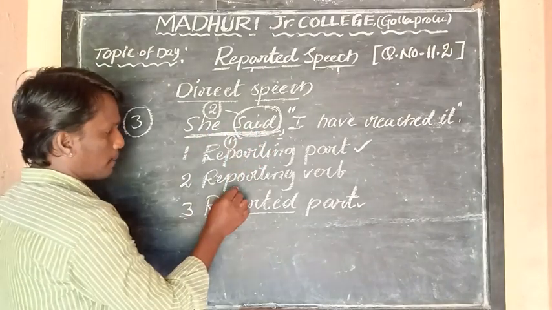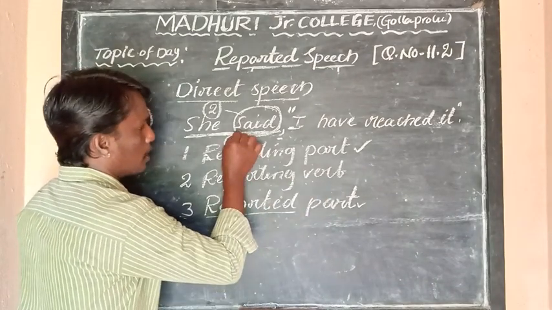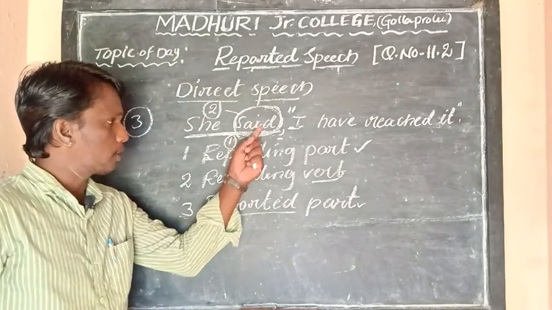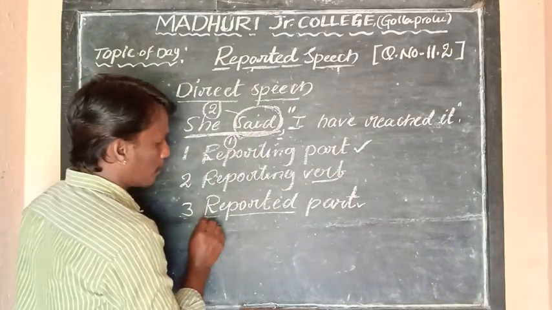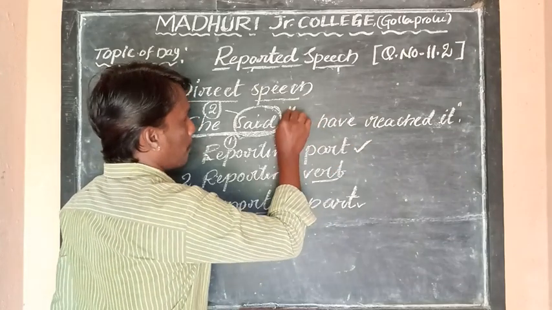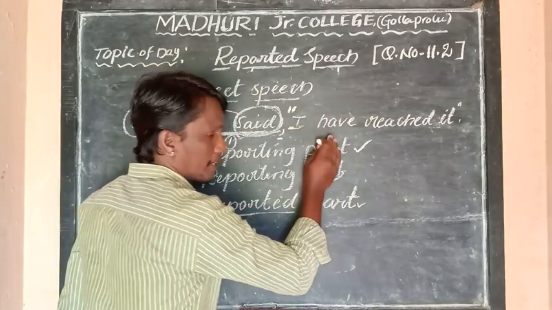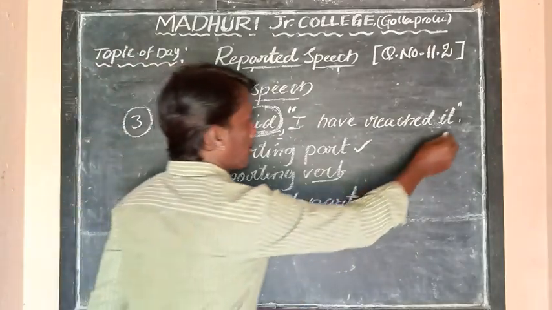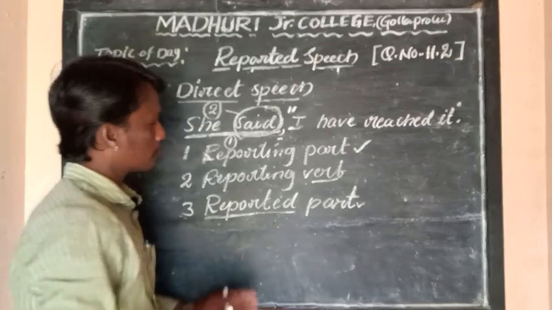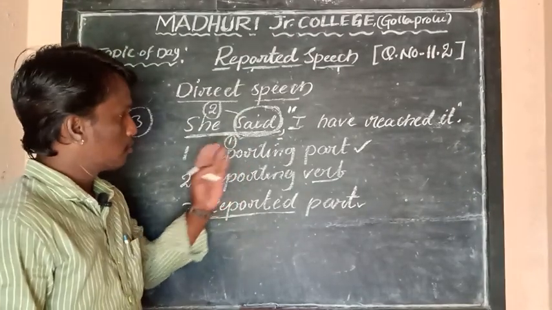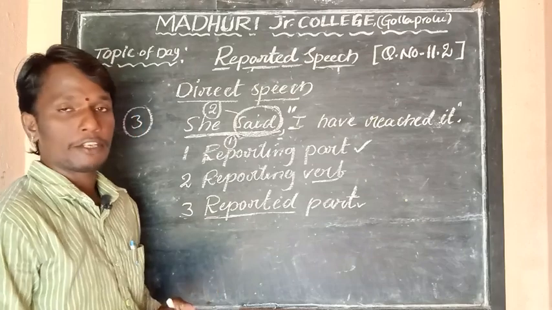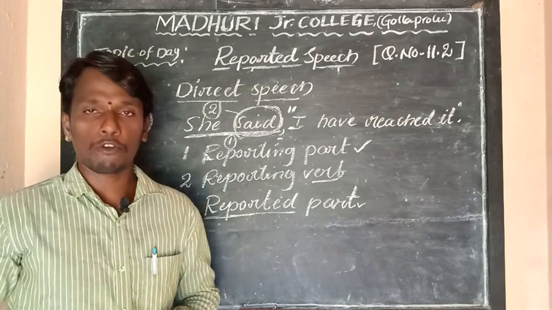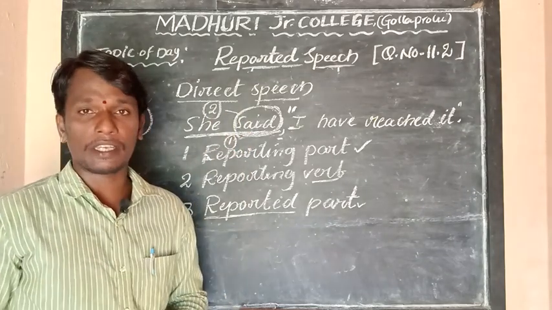Now coming to the second part, reporting verb. What is the reporting verb? The verb within the reporting part is the reporting verb. And finally, the third part is reported part. A sentence which is enclosed in between the inverted commas is the reported part. Now let's get into how we change this direct speech into indirect speech. So let us practice first. There are simple rules to convert direct speech into indirect speech.